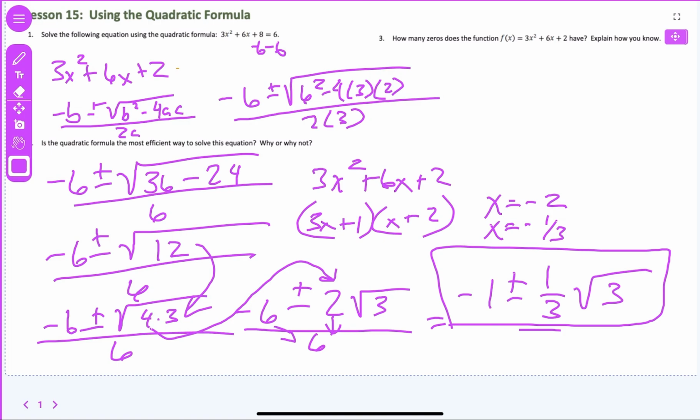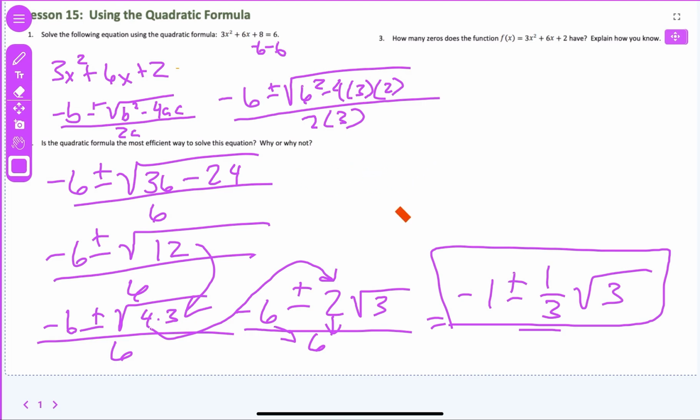Is that correct? There's 6. Oh, no, that's not right. That doesn't work. That would be 7x, not 6x. So yeah, it's probably the most efficient way. Okay? That didn't work.